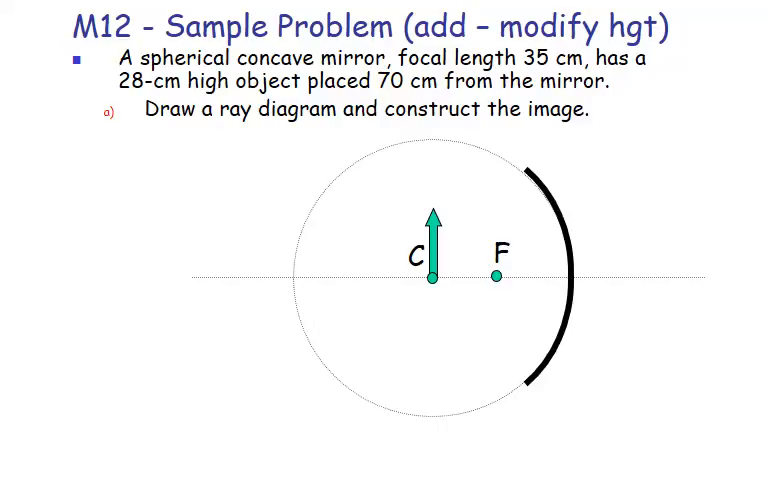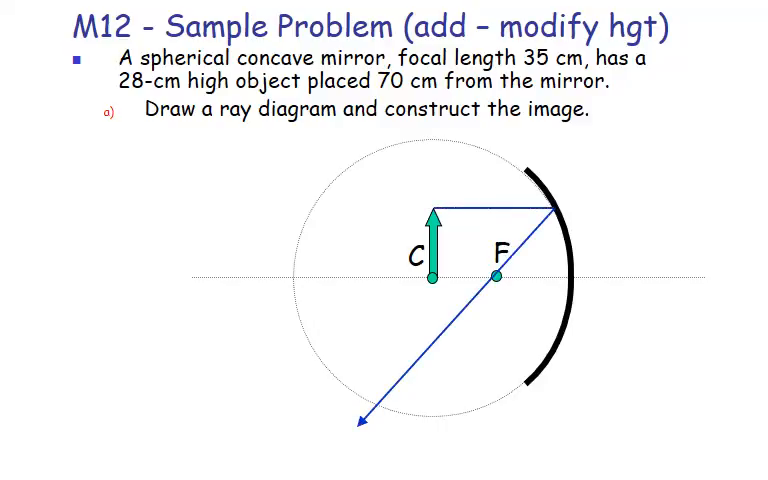So let's try this first one here. We have an object over the center, and we want to draw the image and calculate the image as well. So, go ahead and pause the clip and give this a try. Go ahead and at least draw it first, and then we'll get the calculation set up together.